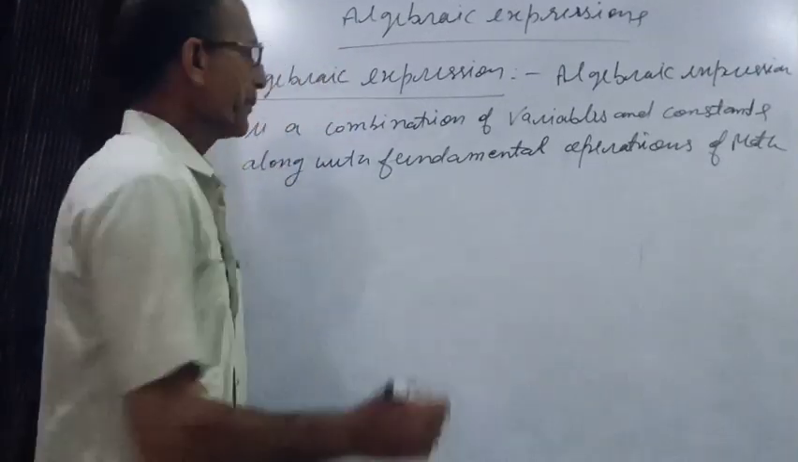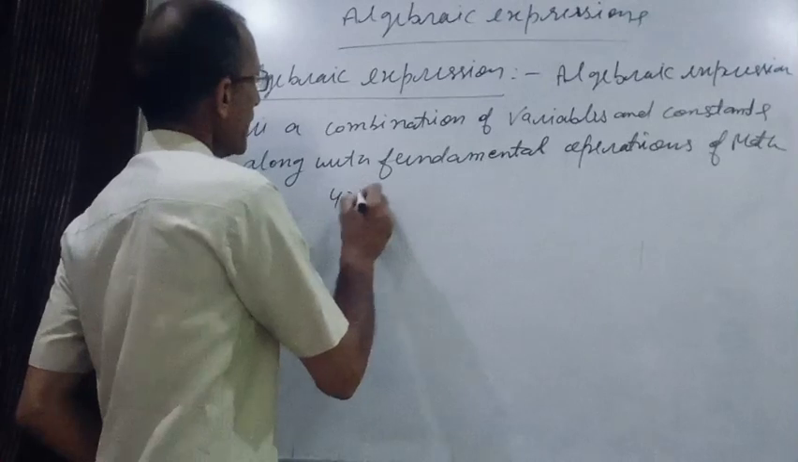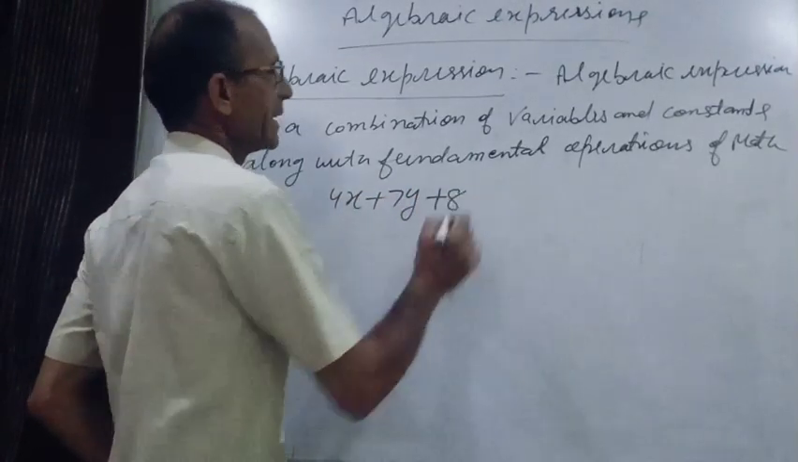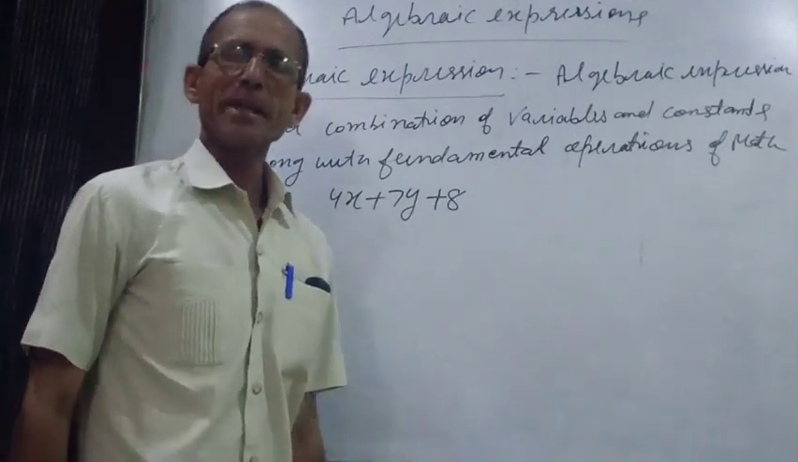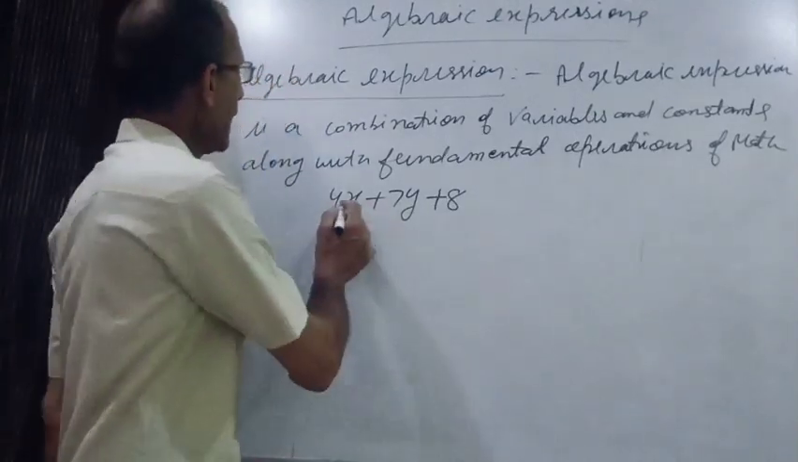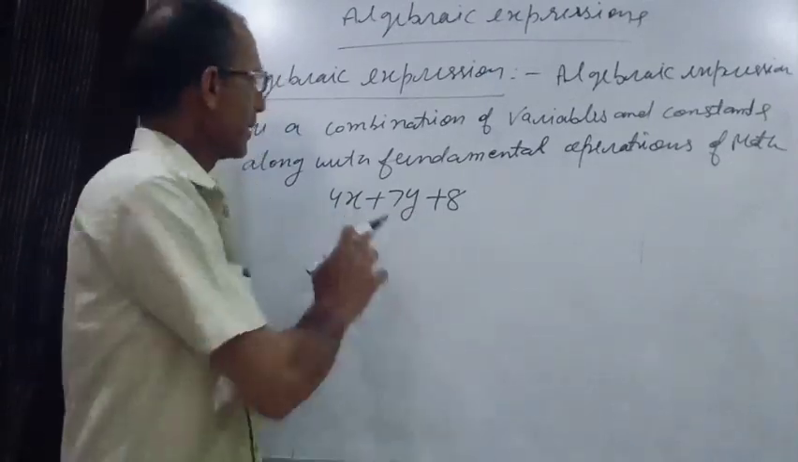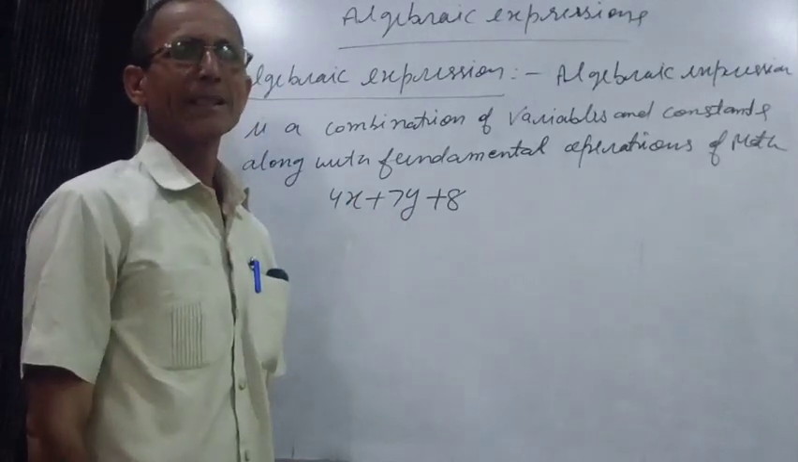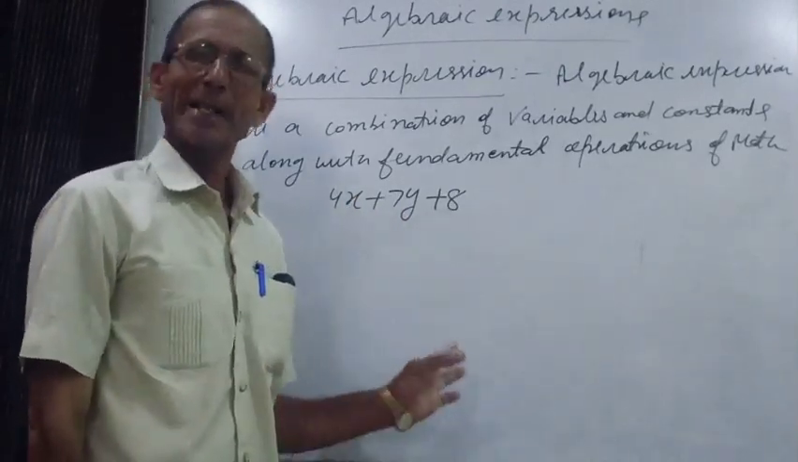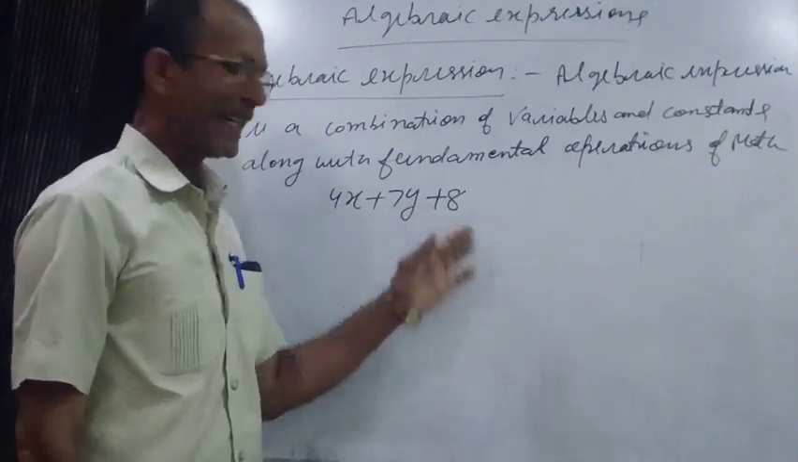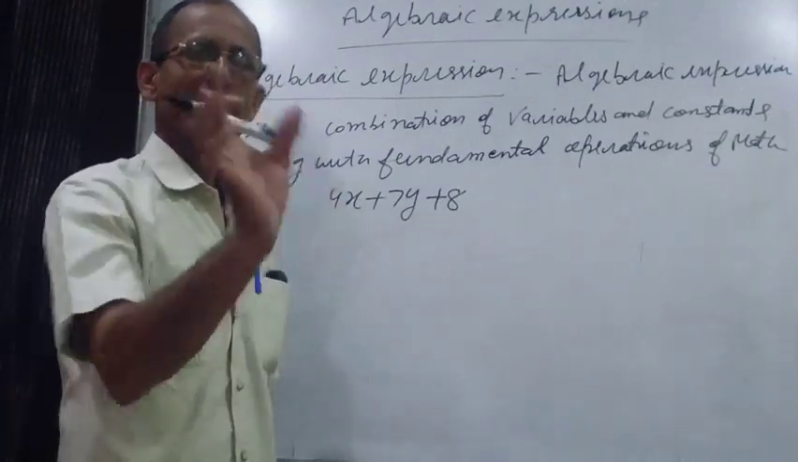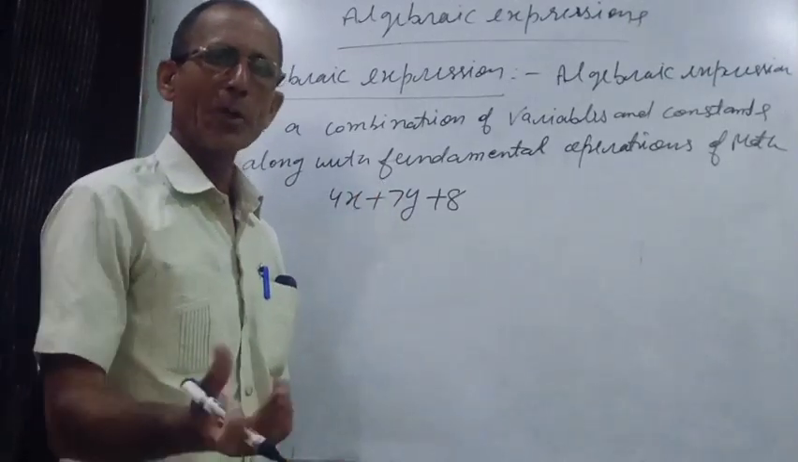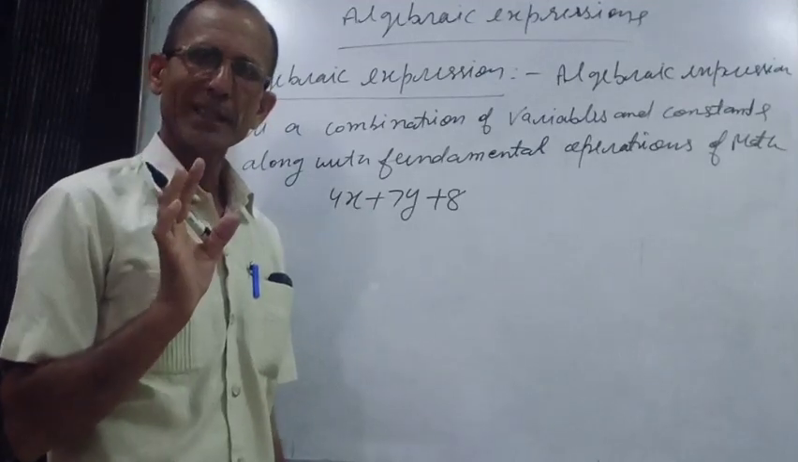So for example, 4x plus 7y plus 8. This is an algebraic expression. Here x and y are variables. 4 is the coefficient of x, 7 is the coefficient of y and 8 is the constant term. So 4, 7, 8, these are constants. They will not change. And x and y are variables. We don't know what the value of x and y will be. Have you understood?